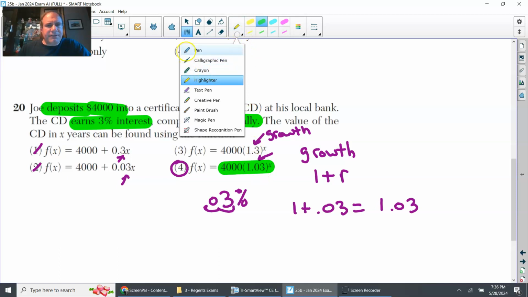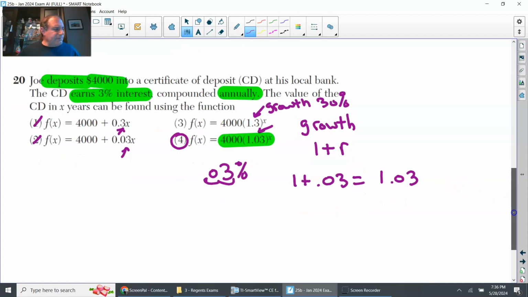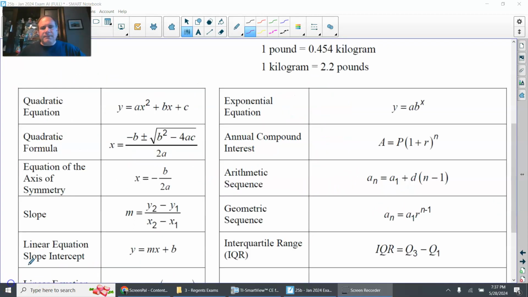This one would be a 30% growth. Not 3. So it has to be 4. All right, and that formula can be found on the reference sheet.